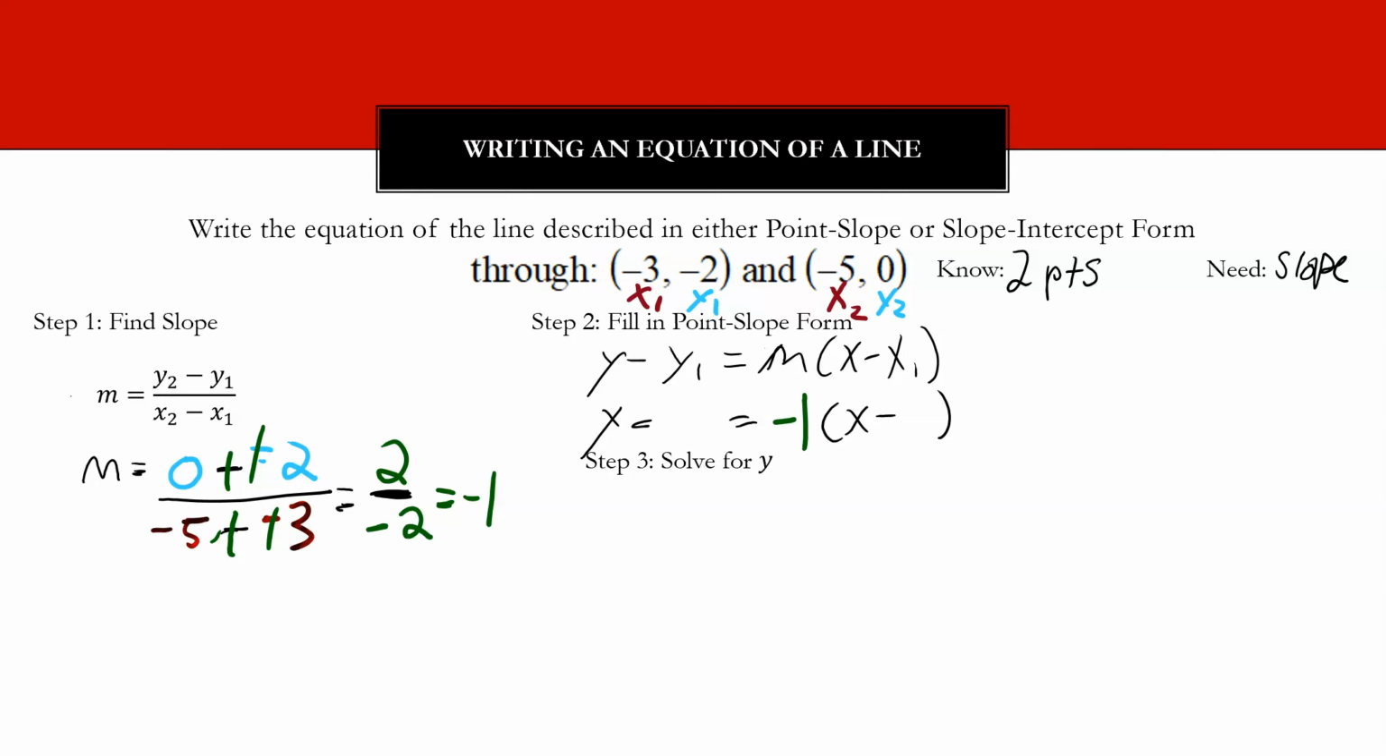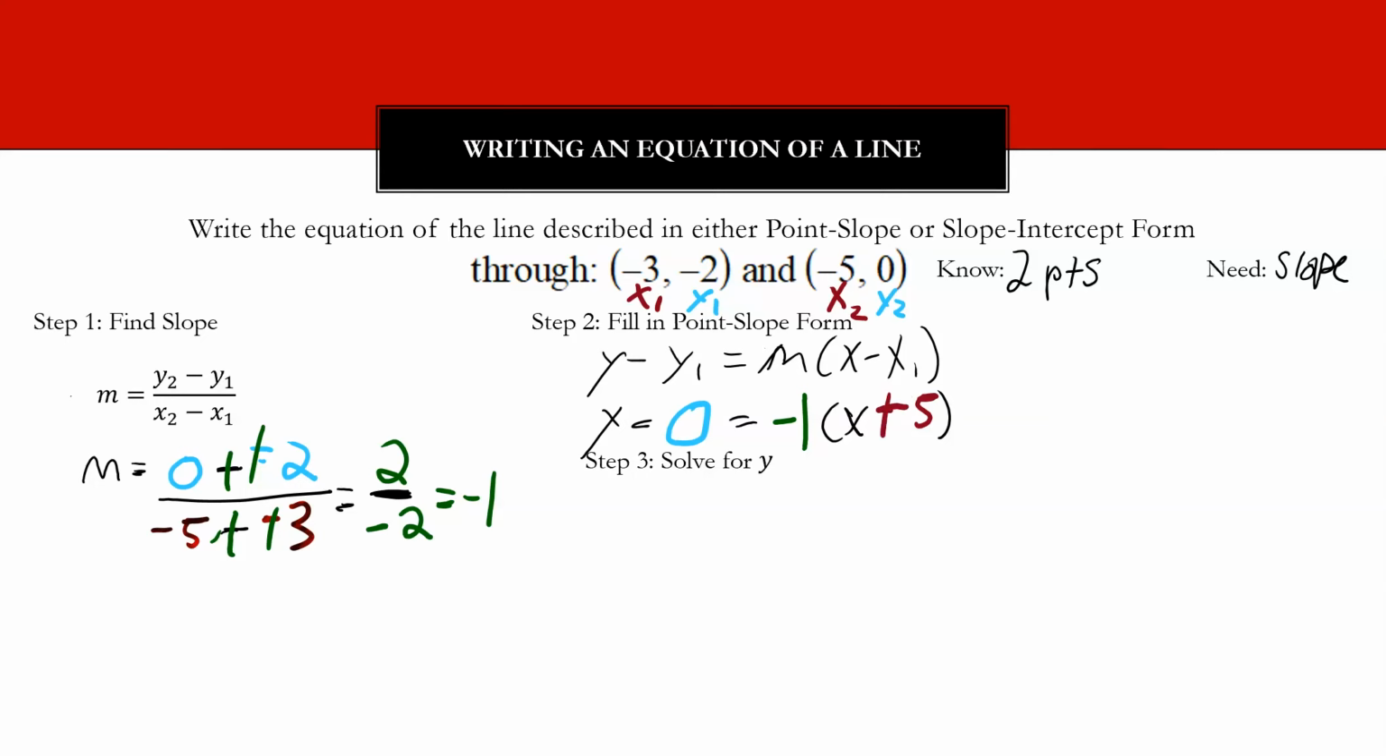Now for our ordered pairs, we can use either. Now there are many point slope forms depending on your line, because any point on that line can be put in to point slope form. So you can use -3, -2, or -5, 0. I'm going to use -5, 0, because it's easy to work with 0, because subtraction by 0 doesn't change anything. And I'm going to put in a -5 here. And again, as I said, you don't want double negatives, so you want to change that to an addition.